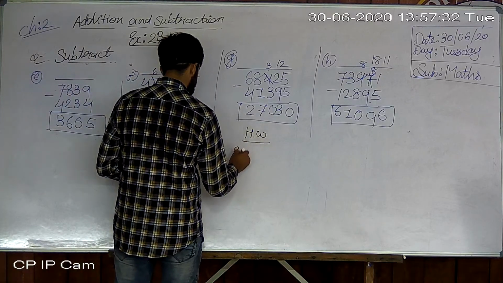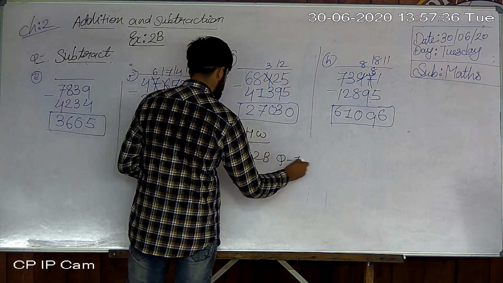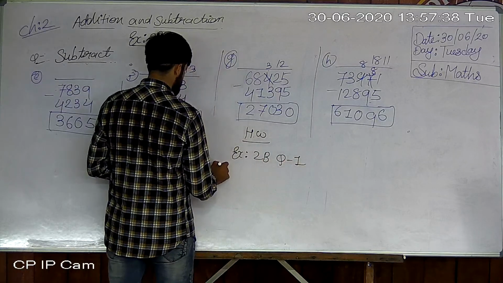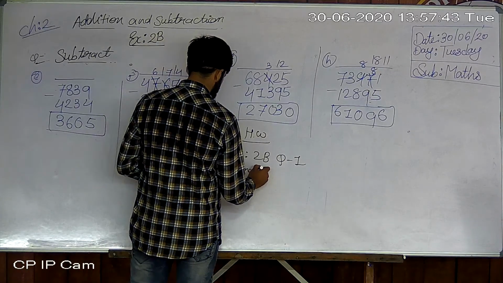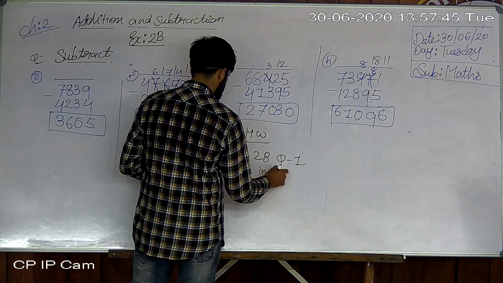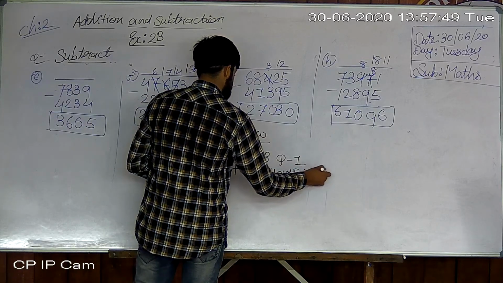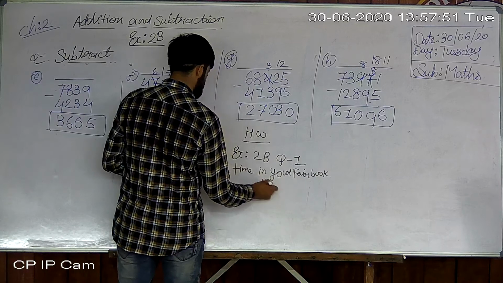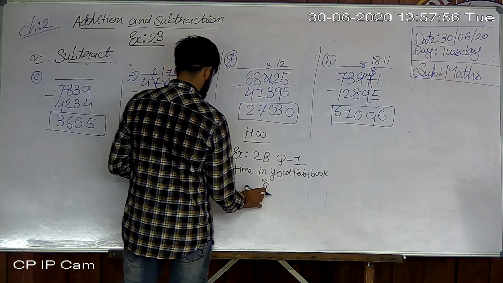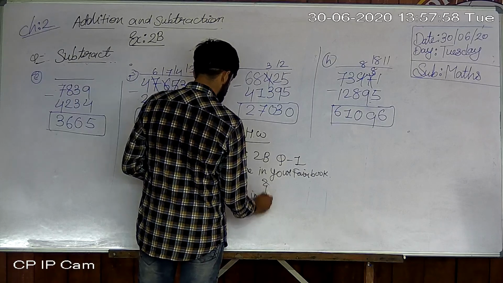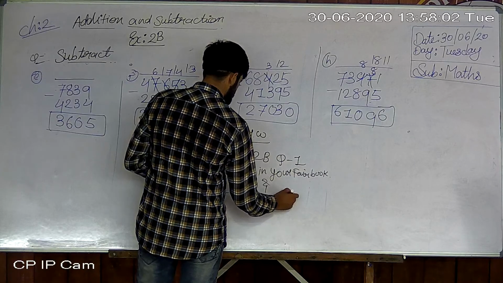Exercise number 2B. Question number 1. One time in your fair book. One time in your fair book. And 2 times in your rough book.